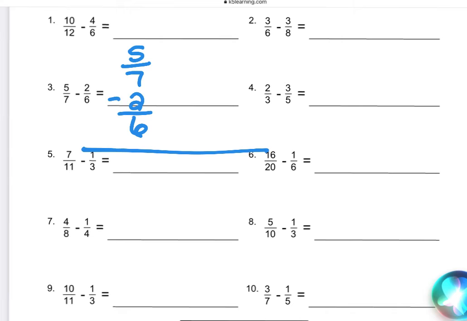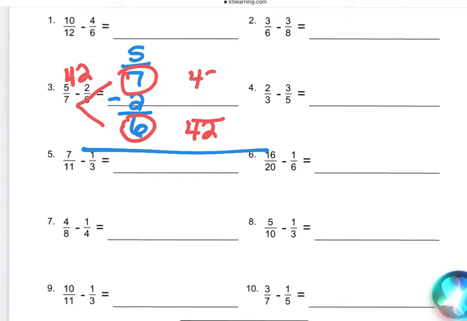5/7 minus 2/6. The first thing that you need to do is look at your common denominator. Your denominators are 6 and 7. I must find a common denominator. I have to look for one. So 7 is larger. 6 will not go into 7, so I will have to multiply. 7 times 6 is 42. So my common denominator will be 42. I can't think of any number smaller that both of these will go into.